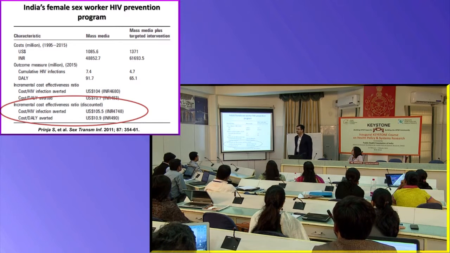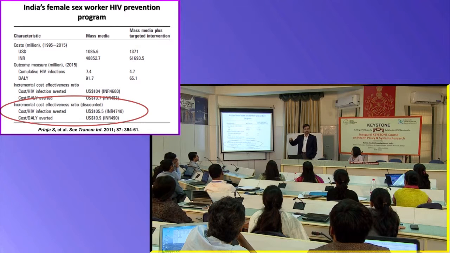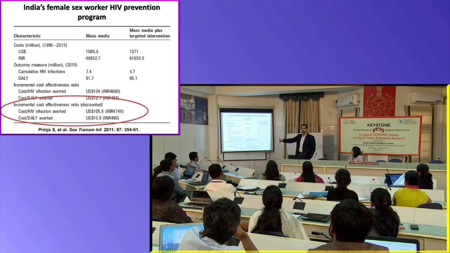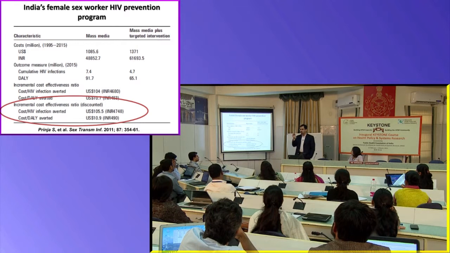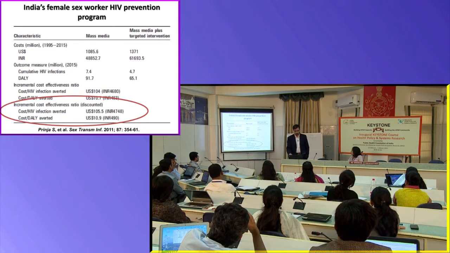So what does this 10.9 value tell you? It costs $10.9 extra to implement targeted interventions as compared to mass media alone to avert one extra DALY. So to avert one extra DALY, you have to spend an extra about $11 when you implement targeted intervention as compared to mass media alone. This is what it means.